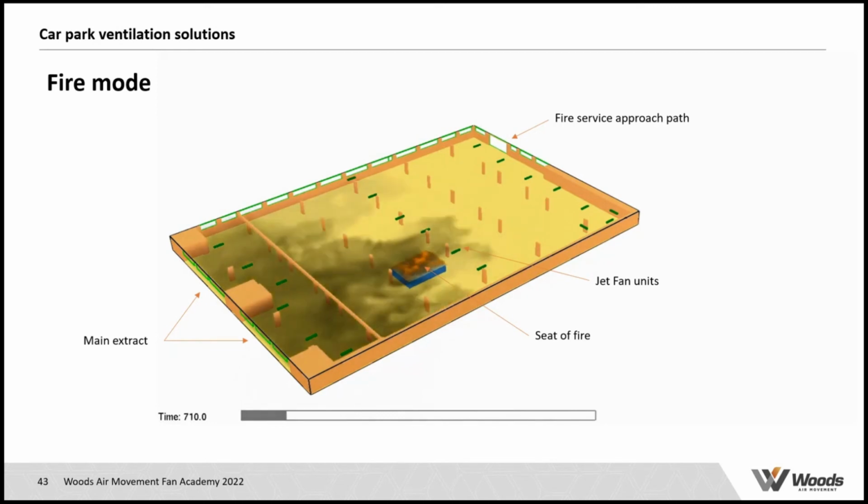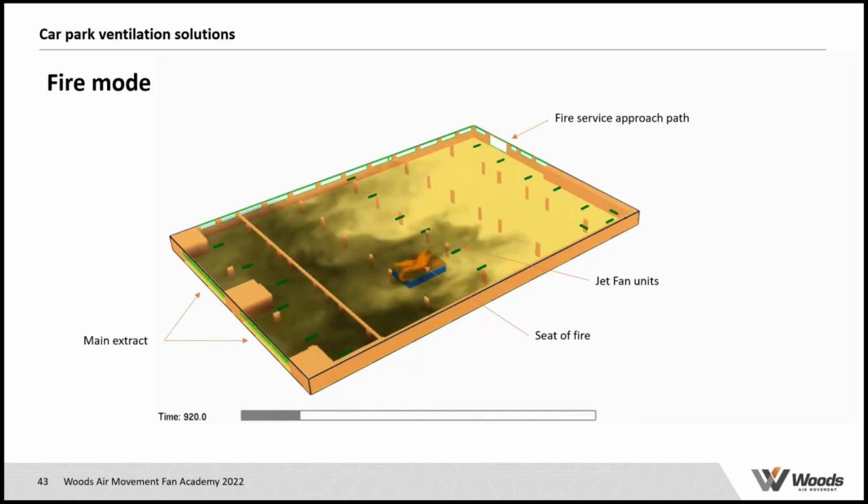And what you will see now is that there is an interaction between the jet fans and the extract point, which leads to a situation where the right-hand side of the car park, so from the entrance ramp, which is generally the preferred approach path of the fire service because it's more convenient for them to go in with their hoses, you can see that that area on the right-hand side is, well, at least what we can call considerably clear of smoke. So the visibility in that area is more than 10 meters, which means that for them it's much easier to go into the car park and locate the seat of the fire.